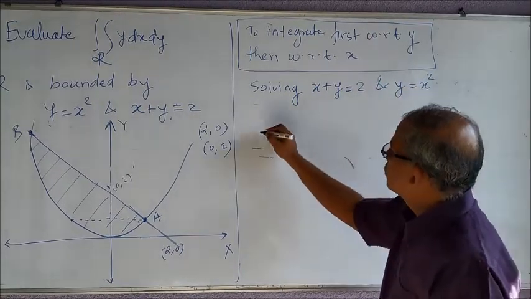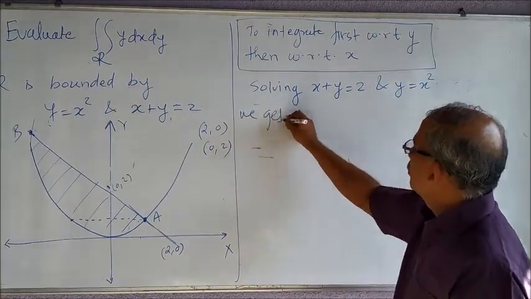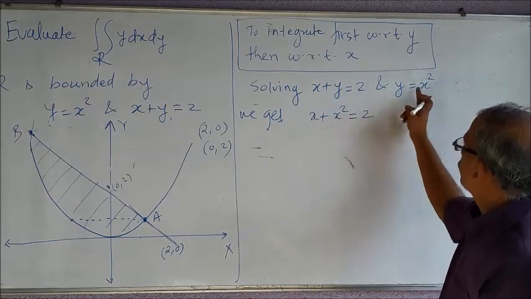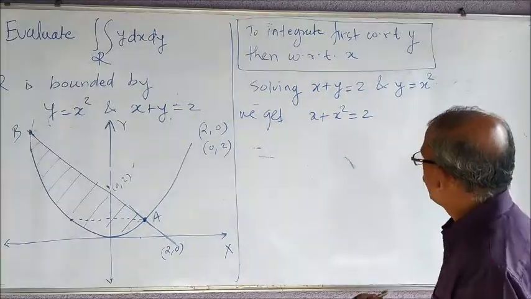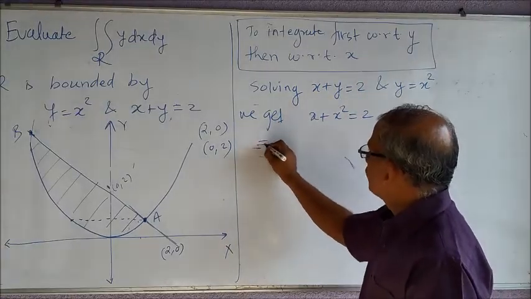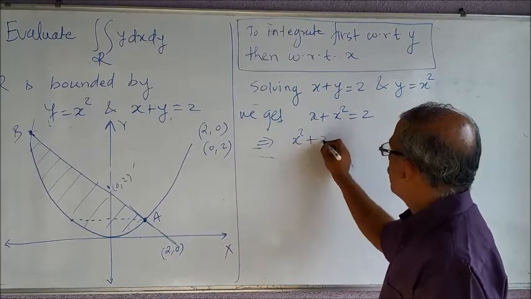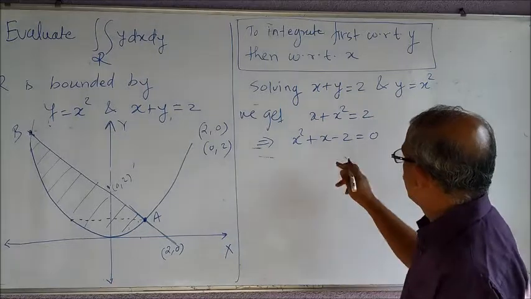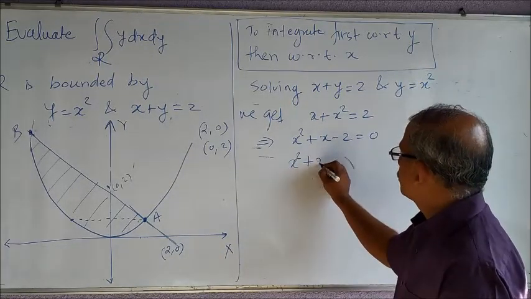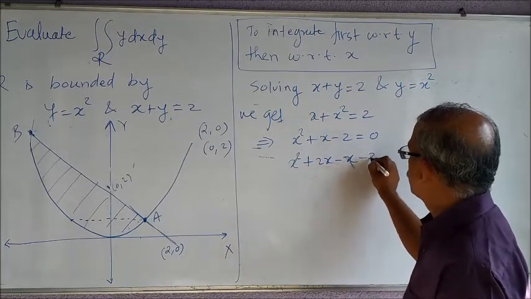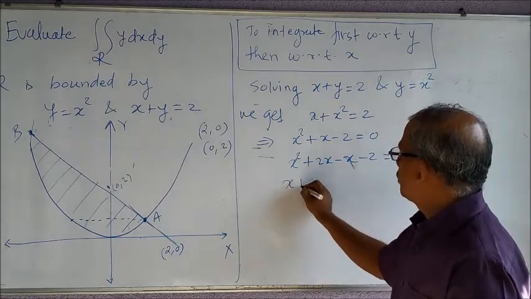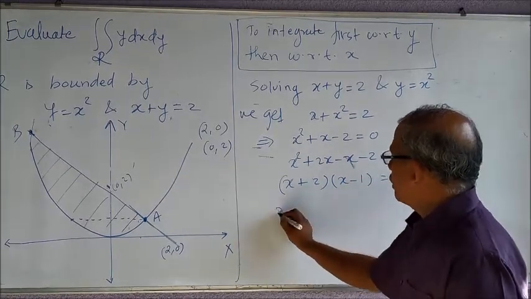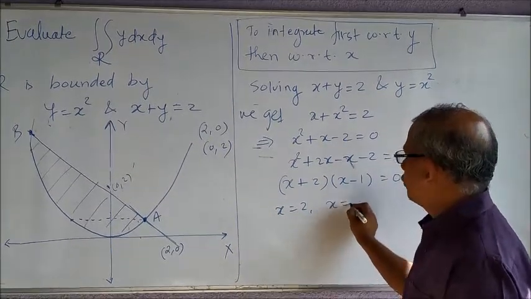So x plus x square equal to 2. I am substituting this x square over here, so this becomes a polynomial now. This implies x square plus x minus 2 equal to 0. Let us factorize this. The factors are x square plus 2x minus x minus 2 equal to 0. So it is (x plus 2) into (x minus 1) equal to 0. So x is equal to minus 2 and x is equal to 1.